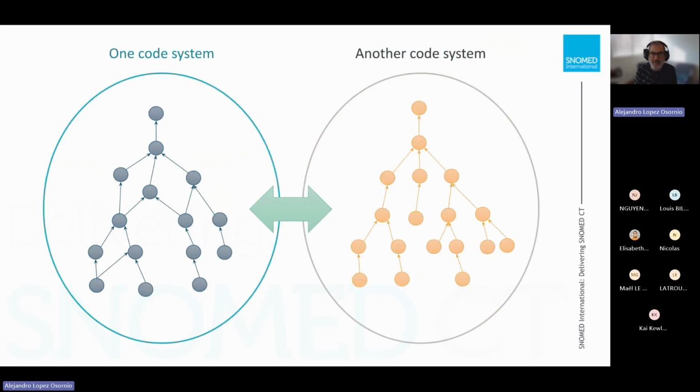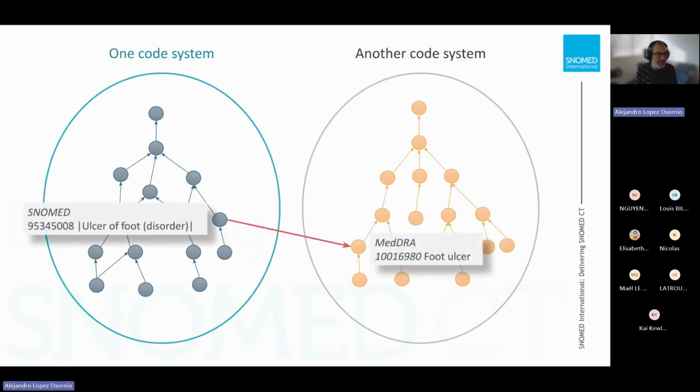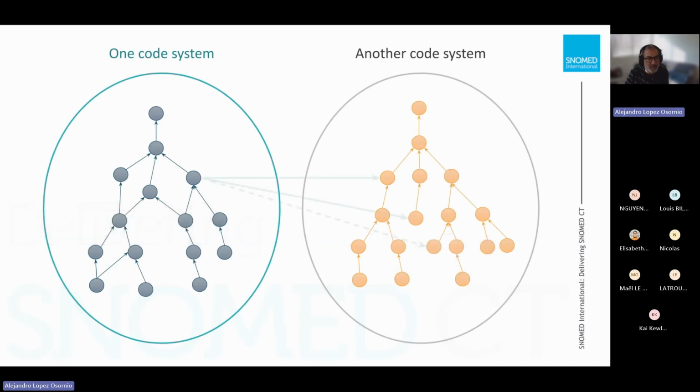There is the possibility of creating some bidirectional maps in which both codes are equivalent in one or the other. So when you create a map, for example, you can say that SNOMED ulcer of foot is related to MedDRA foot ulcer. And in this case, you can see that it's a very similar meaning. It's the same meaning. It's an equivalent map between these two.